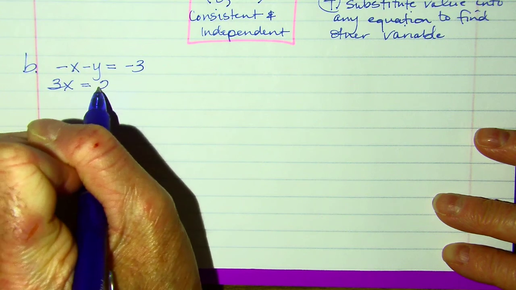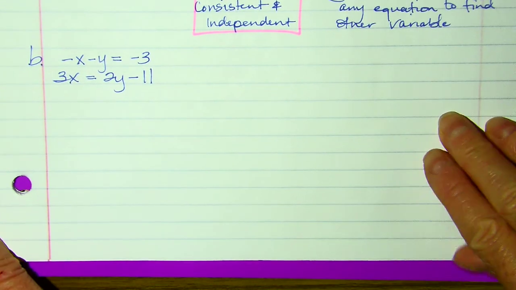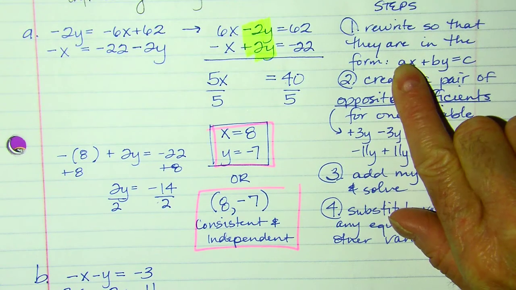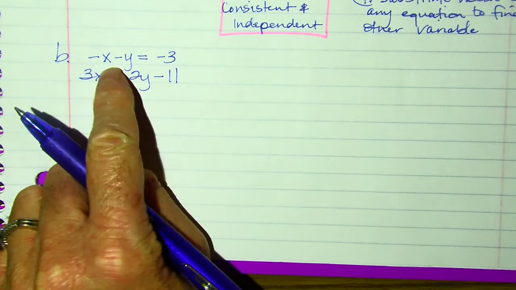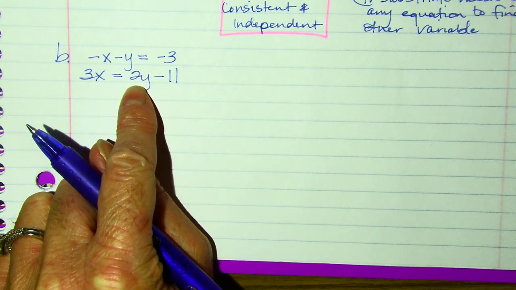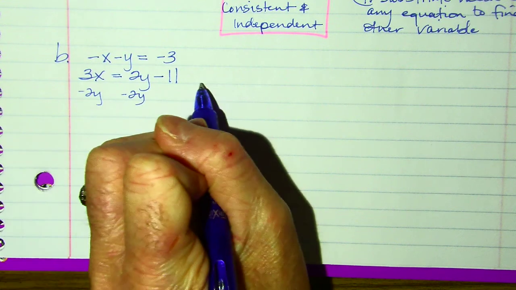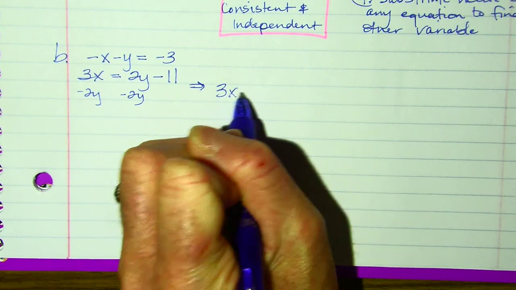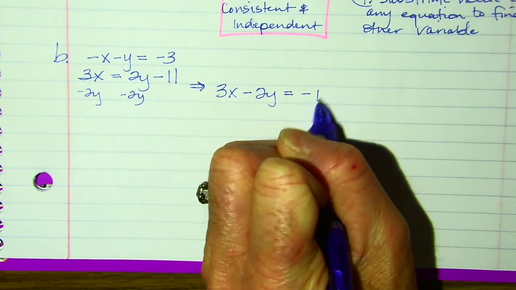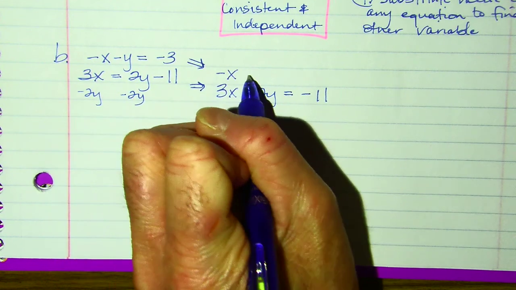3x equals 2y minus 11. So let's go over the steps I wrote up above. The first thing I'm going to do is rewrite so that they're both in standard form, which means x and y are together. In my top equation, x and y are on the same side, but in my bottom equation, they are not. So I'm going to subtract the 2y so that I get 3x minus 2y equals negative 11. Now I'm going to write them on top so you guys can see them together.